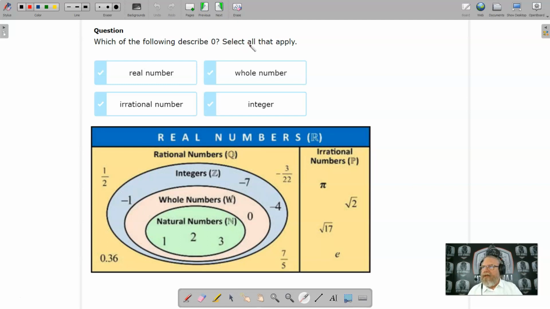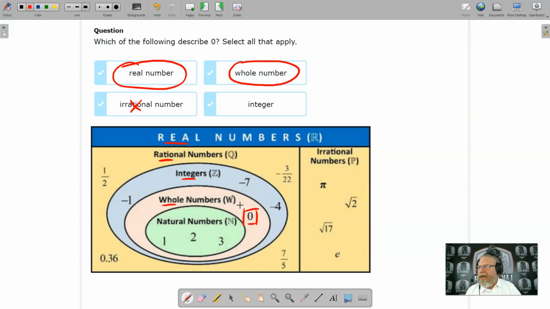So which of the following best describes 0? Select all that apply. So we see that 0 is right here and shows up first inside of the whole numbers. So 0 is a whole number, it's an integer, it's a rational number, and it's real. So let's look and see which ones are there. Real numbers, yep, good to go. Irrational, notice 0 is not over here, so we're not going to select this. Is it a whole number? Yes, indeed it is. And is it an integer? We also have integer underlined as well.